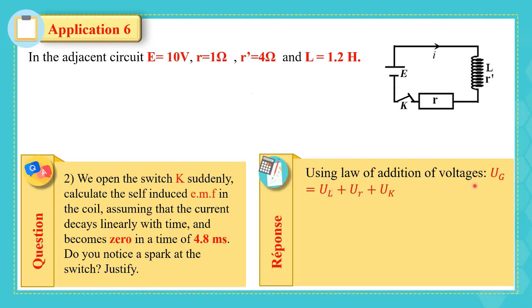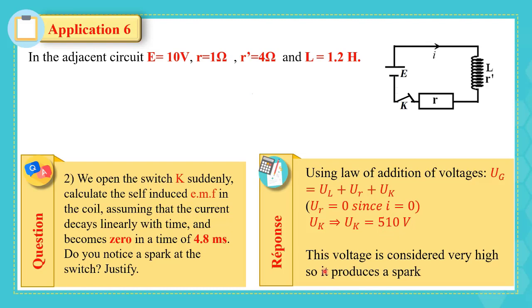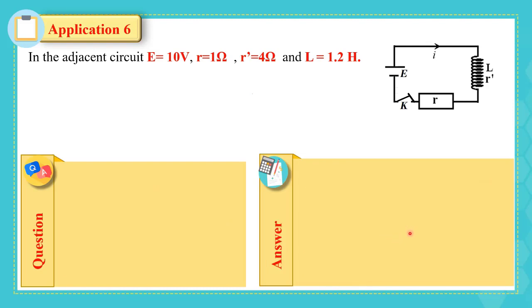Now, using the law of addition of voltages, UG, which is the voltage across the generator, equals U coil plus UR plus UK, which is the voltage across the switch. When the switch is opened, the current will be 0, and so the voltage across the resistor is 0. So UK, the voltage across the switch, will be equal to UG minus U coil. So UG equals 10 and U coil equals minus 500, which is equal to minus E, so UG minus U coil will be equal to 510. So this voltage is considered high, and so it produces a spark across the terminals of the switch.